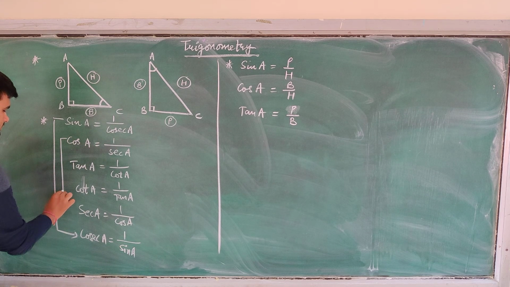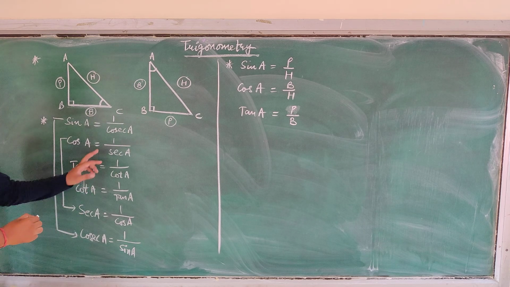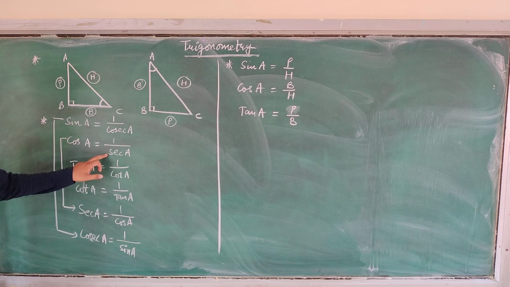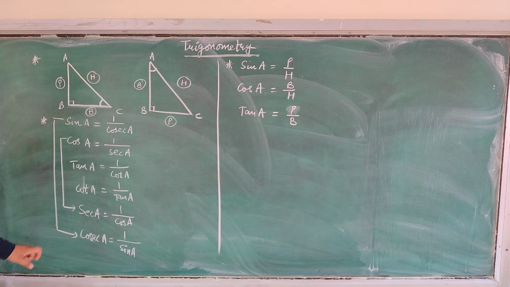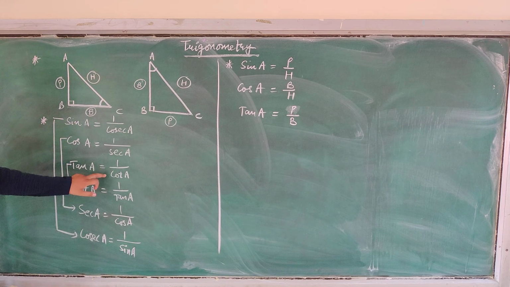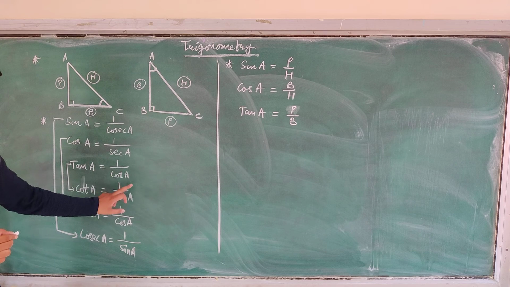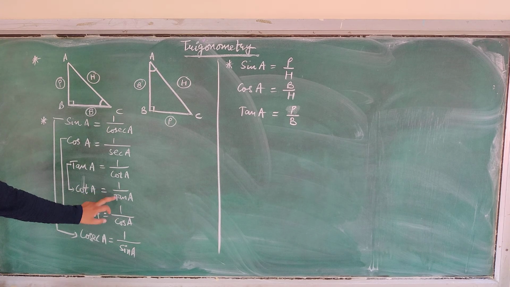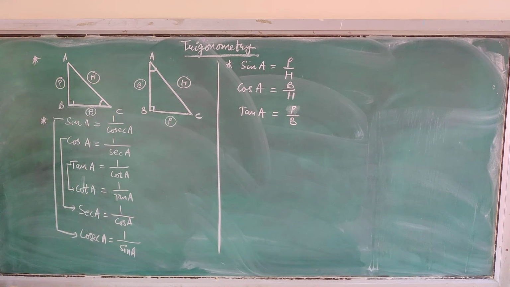Similarly, this cos A is the reciprocal of secant. It is equal to 1 by secant, and similarly secant A is equal to 1 by cos A. Then tan A is the reciprocal of cot. It means tan A is equal to 1 by cot, and cot A is equal to 1 by tan.